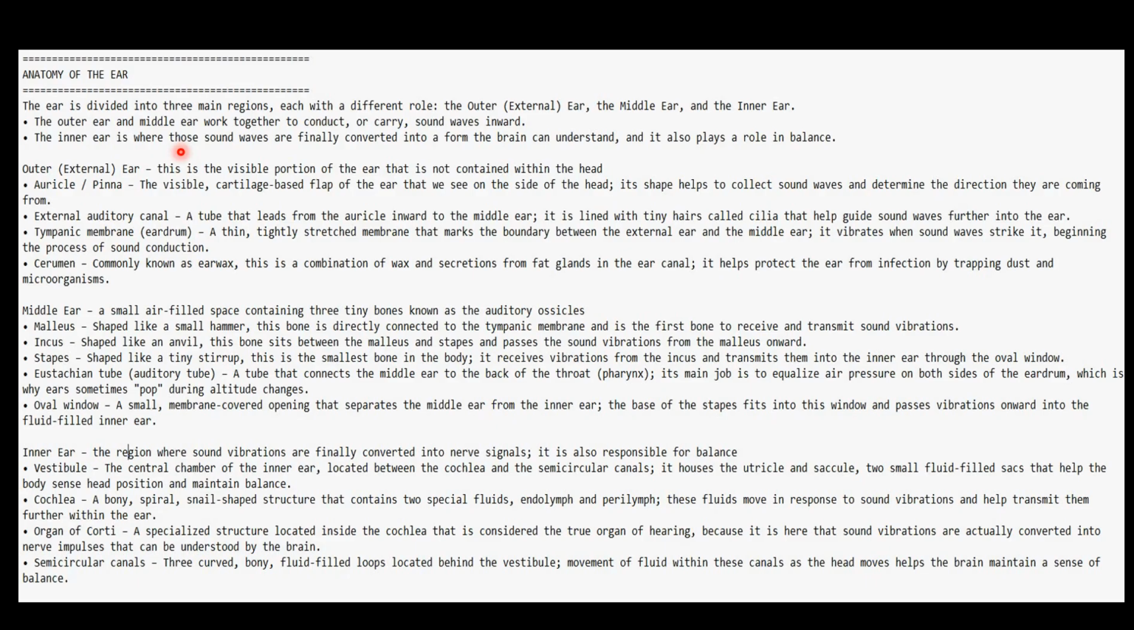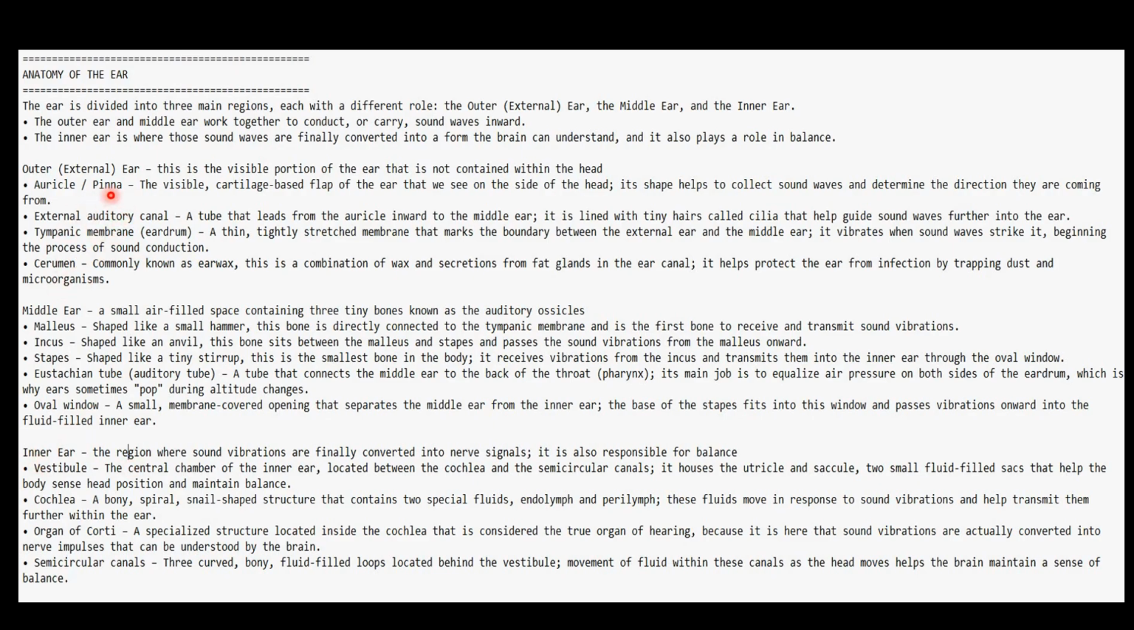Now, the outer ear and the middle ear work together to conduct or carry sound waves inward. Then the inner ear is where those sound waves are finally converted into a form that the brain can understand. Once the sound wave reaches the inner ear, it converts those sound waves into a signal that the brain can understand. But it also plays a vital role in balance. So just remember, it is not only for hearing, it is also for balancing. Clear? Now one by one we will discuss all three parts in detail: what the outer ear is, what the middle ear is, and what the inner ear is, along with their subparts.